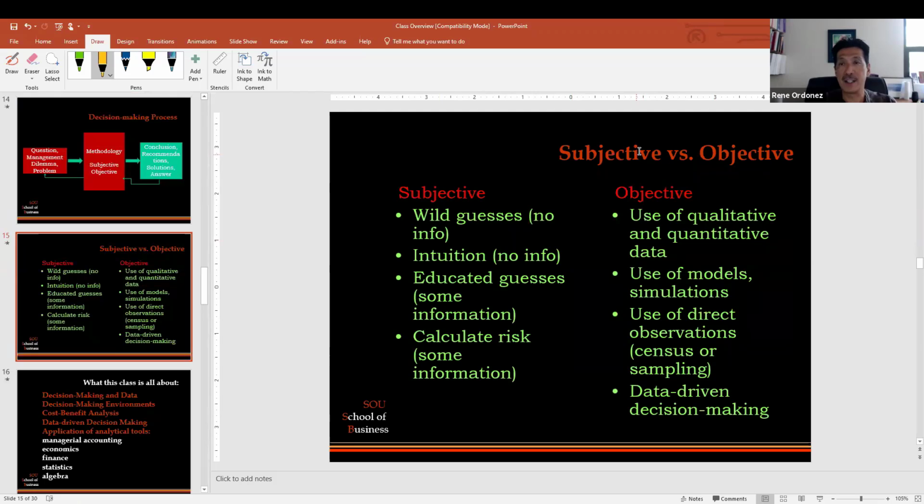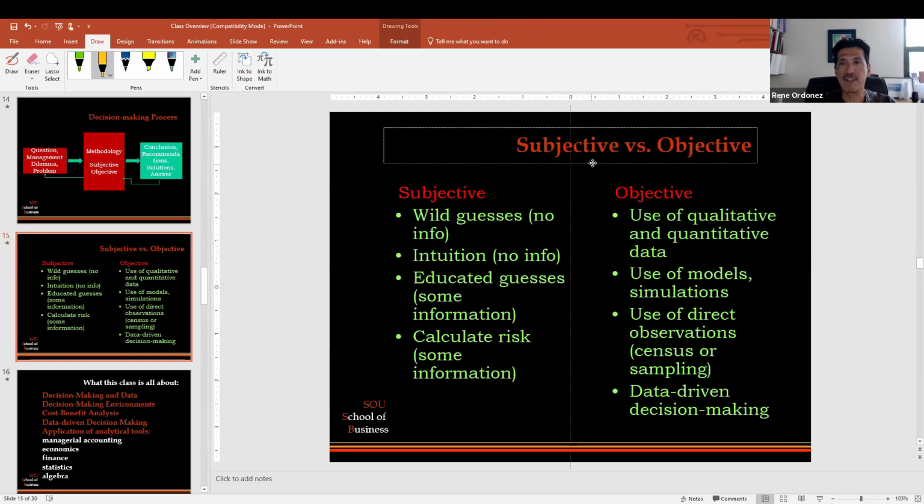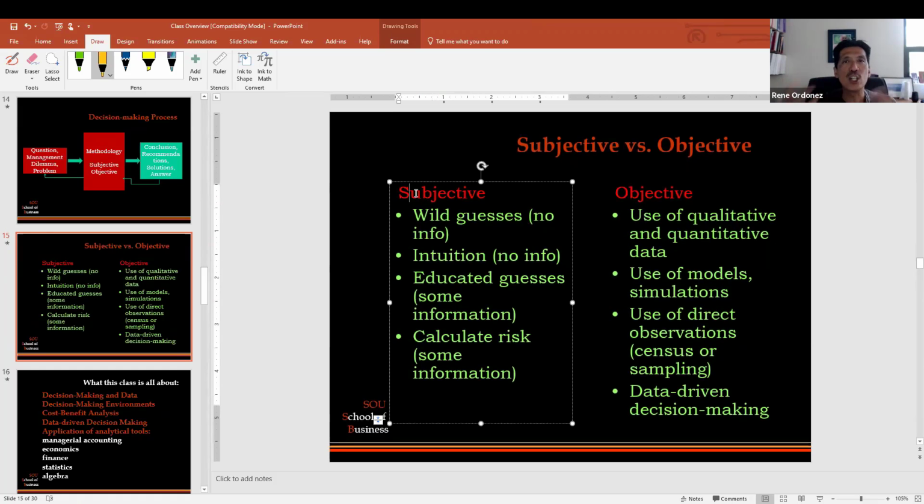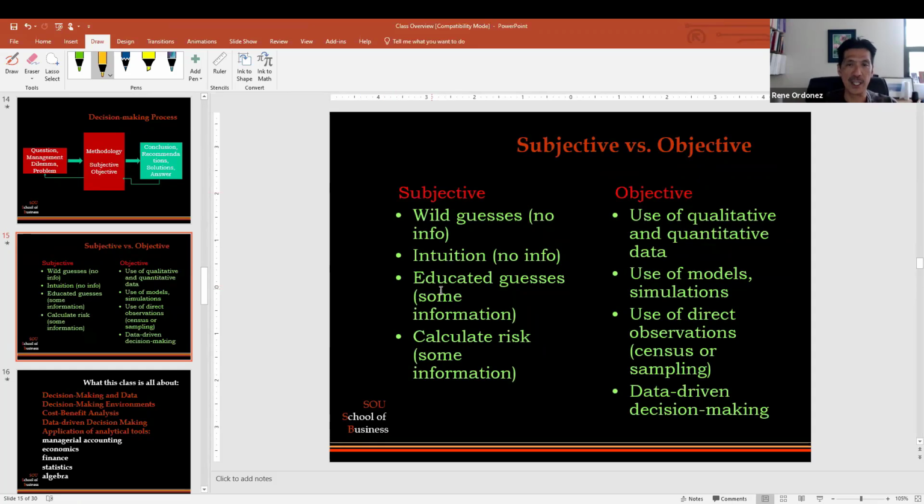Here are some of the differences between subjective and objective approaches. The subjective, sort of more the intuitive approach: wild guesses, intuition, educated guesses, calculated risk.